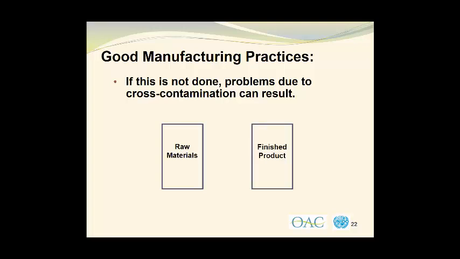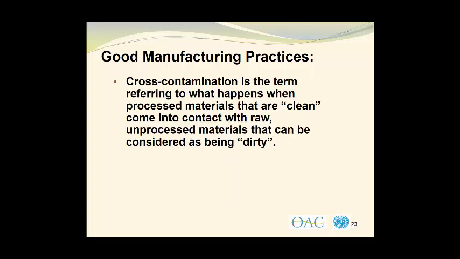We can have raw materials that are in contact with finished product, and they will contaminate the finished product. However, if we do not allow this contact by creating a barrier between them, the raw materials cannot come in contact with the finished product, and the problem of cross-contamination can be significantly reduced. Cross-contamination is the term referring to what happens when processed materials that are clean come into contact with raw, unprocessed materials that can be considered as being dirty for the sake of our discussion here.